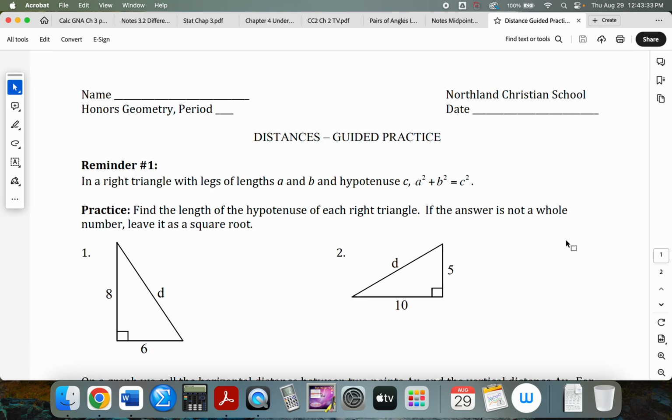Okay, when you get to pre-cal, you'll learn a different formula that works when it's not a right triangle. It's a pretty cool thing called the law of cosines. But that's a couple of years down the road. Don't worry about it yet.